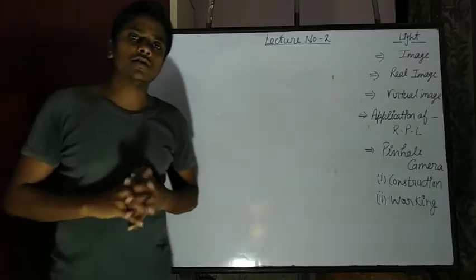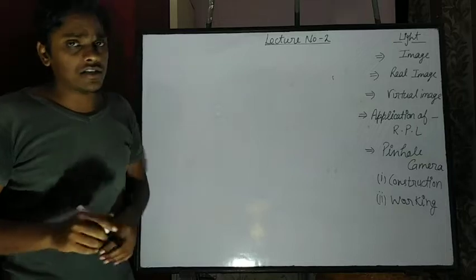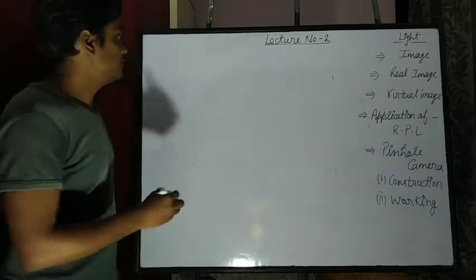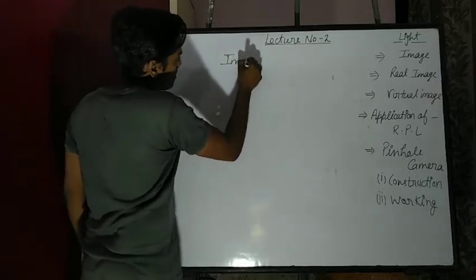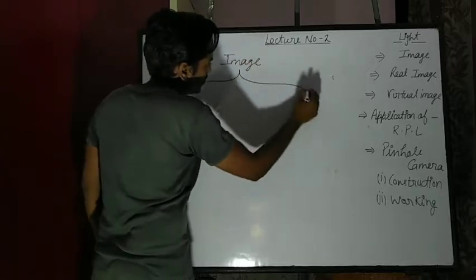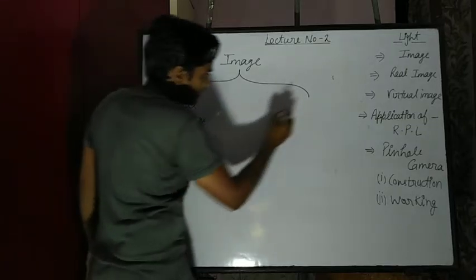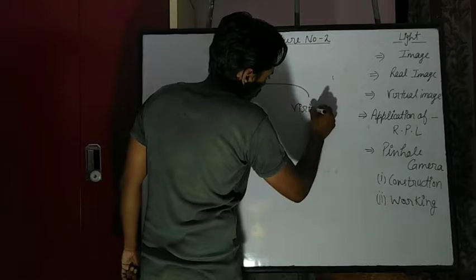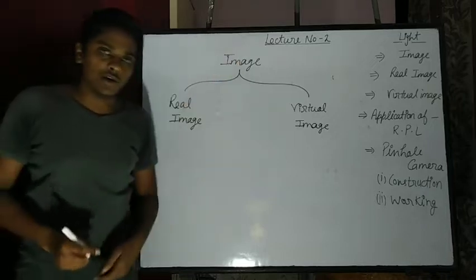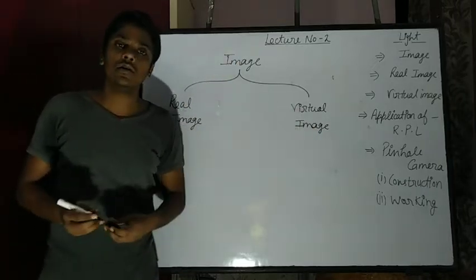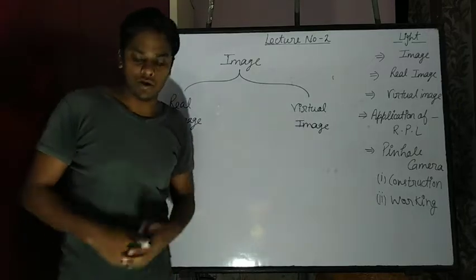In the previous lecture, we discussed the properties of light and some questions from the images. Okay, we have discussed the types of images. There are two types of images. First one is real image and second one is virtual image. So image has two types. First one is real image and second one is virtual image. So we will discuss these two images one by one. Okay.